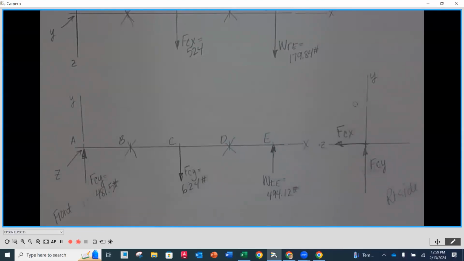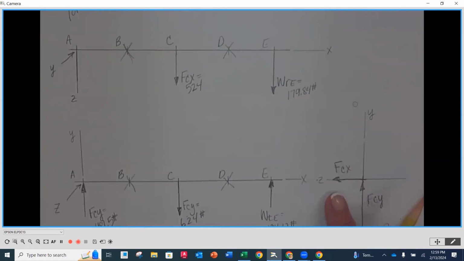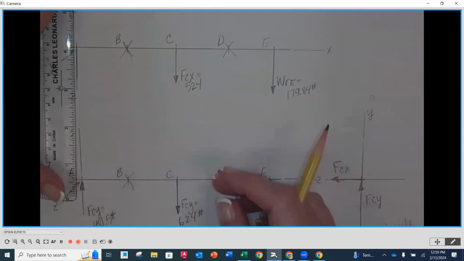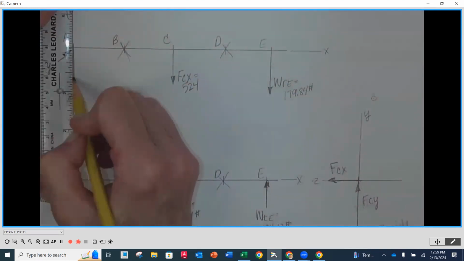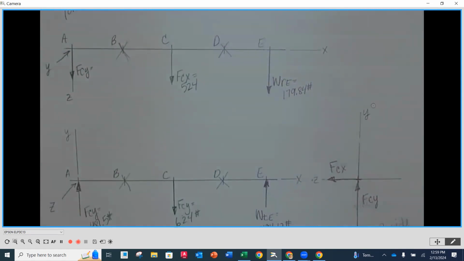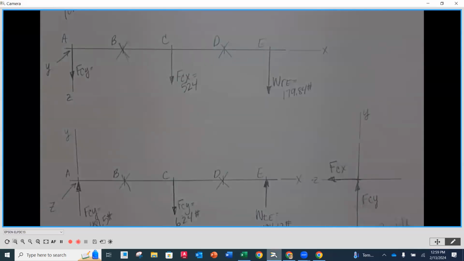And then our FCX. Jacob, which way is this one going? The X one in the top view. That one's going down. Yep, they all went down. So that's going to be here. And that was the X value, right? Yeah, the X. That one's 278.